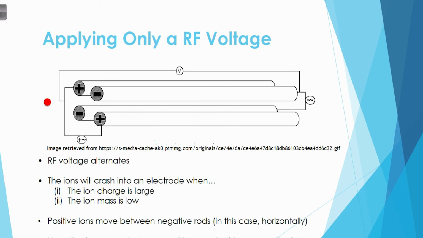It's important for us to take note that RF voltage and DC voltage must be applied simultaneously to the system for mass spectrometry. In a case where only RF voltage is applied to the system, the ions will crash into an electrode when the ion charge is large or the ion mass is low. Positive ions will move between negative rods horizontally, whereas negative ions will move between positive rods vertically.